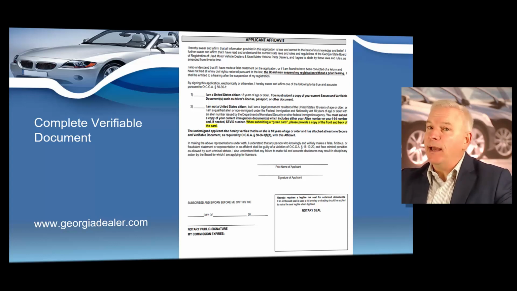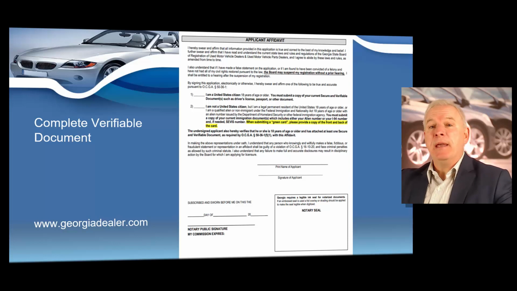So as I've said several times, you have to make sure all information on the dealer license application documentation is true and correct, not only for the designee that's entering information and signing the application, but for all other persons on the license as well. You must also verify that you are a United States citizen or are a legal permanent resident of the United States. You must also confirm that you are at least 18 years of age and must submit what is known as your secure and verifiable document. So what is a secure and verifiable document?